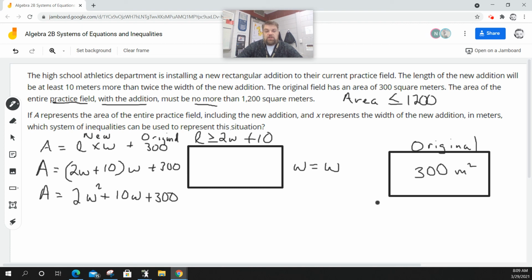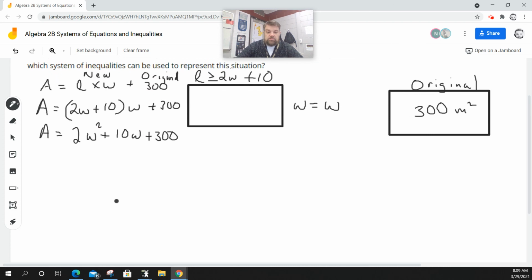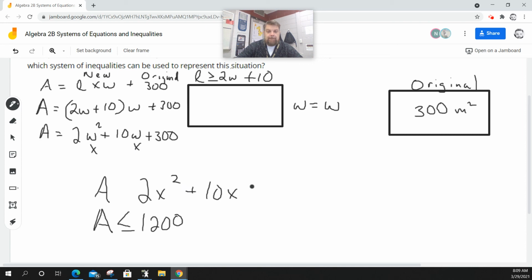So we're asked to write two inequalities. And so one thing I know for sure is that the total area, one inequality would be the total area is less than or equal to 1,200. And then the second inequality, I've got to figure out what we plug in, and they said use x instead of w. I'm going to say 2x squared plus 10x plus 300. Oops.